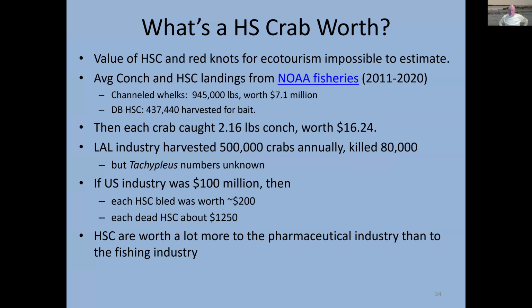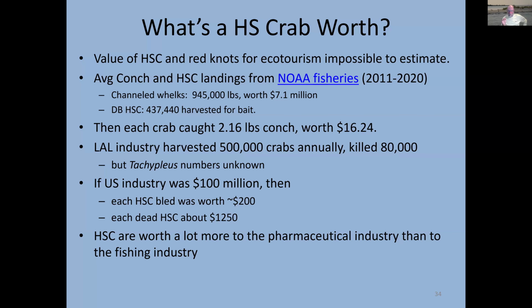But if we just look at the fishery value, in the 10-year period from 2011 to 2020, NOAA recorded a little less than 1 million pounds of channeled whelks being caught.